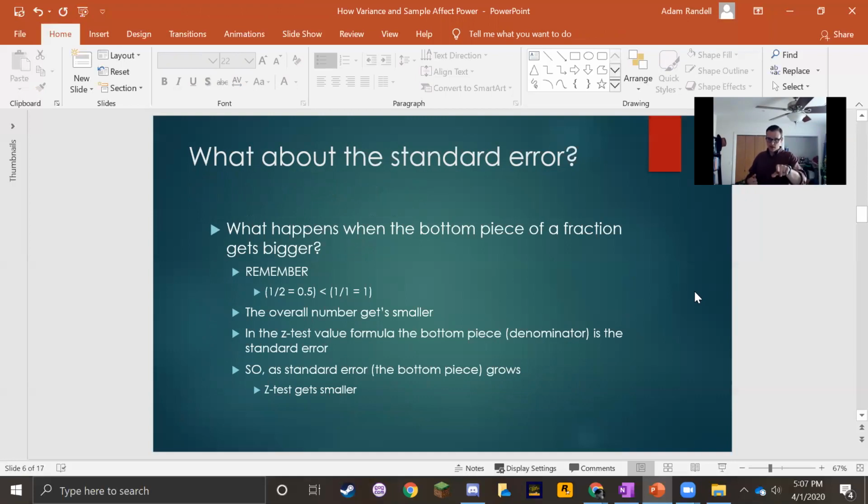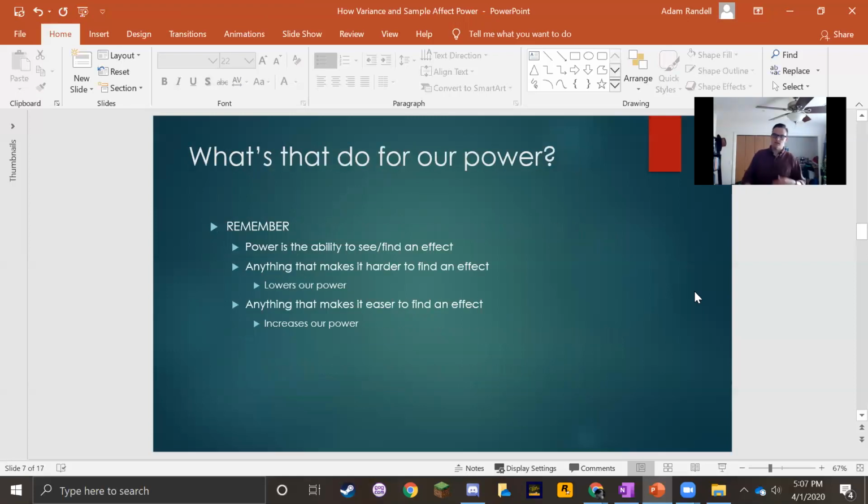As the standard error, the bottom piece, grows, the quotient, the z-test value, gets smaller, okay? Now what does this do for our power? How does that affect it? Well, remember, if you go look at another of my videos, power is our ability to see or find an effect. So anything that makes it harder to find an effect lowers our power. Anything that makes it easier to find an effect increases our power, because again, power is our ability to find an effect.